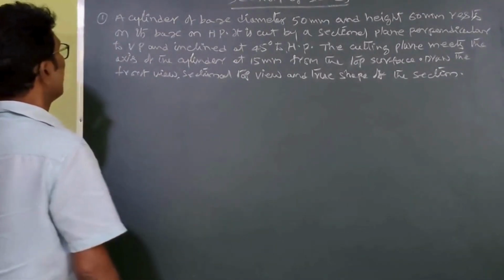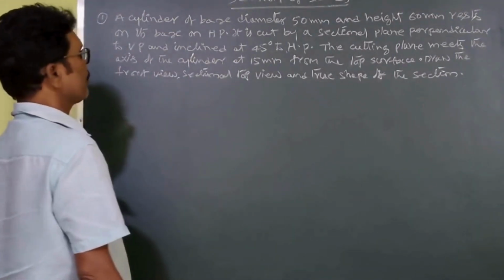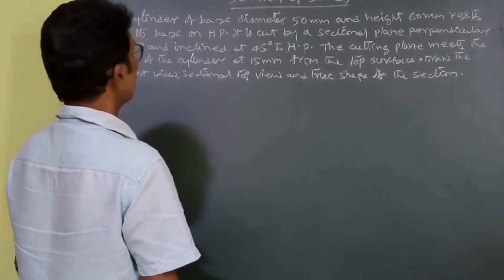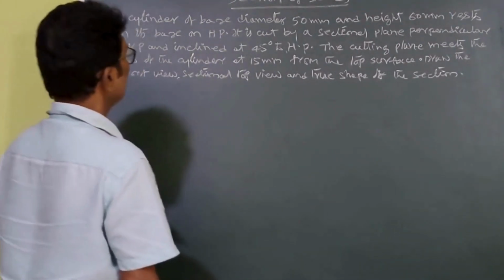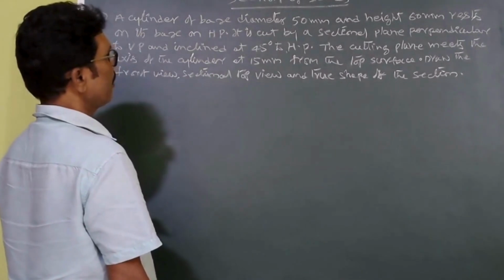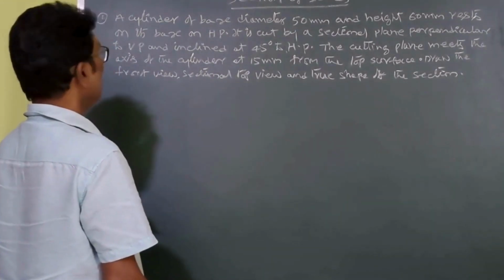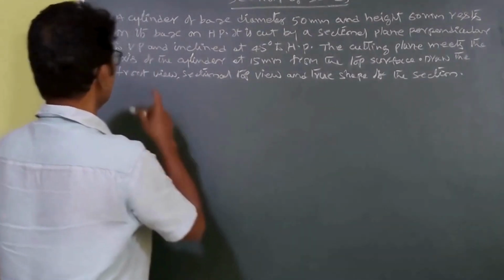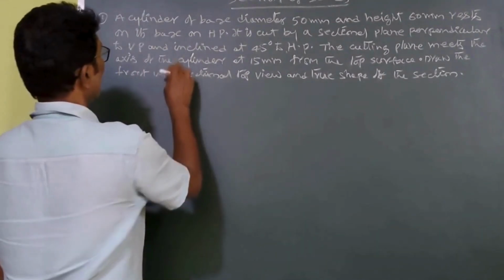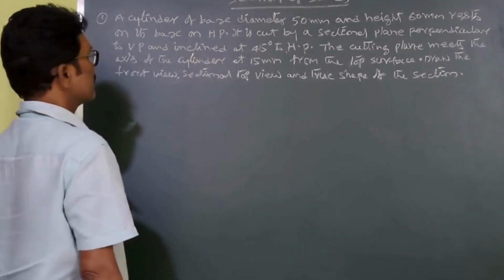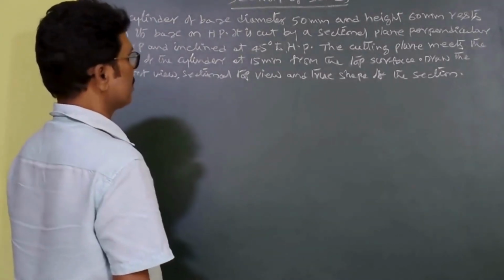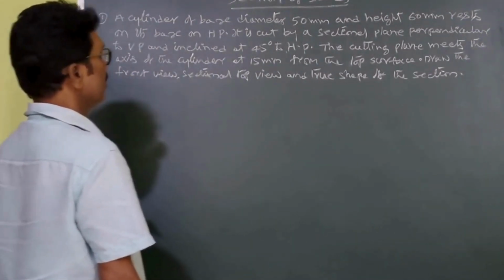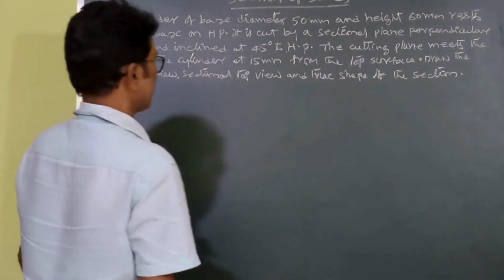Coming to this problem: a cylinder of base diameter 50 mm and height 60 mm rests on its base on HP. It is cut by a sectional plane perpendicular to VP and inclined at 45 degrees to HP. The cutting plane meets the axis of the cylinder at 15 mm from the top surface. Draw the front view, sectional top view and true shape of the section.